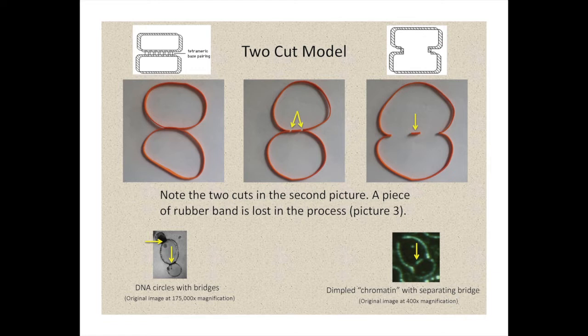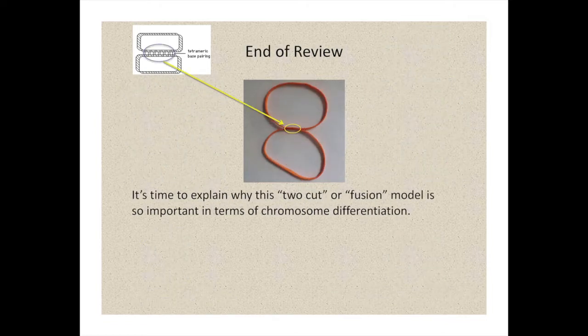So what I've presented is something I call a two-cut model, which I talked about earlier in the other video. On the left-hand side, you see two rubber band circles, which should be DNA circles. In the middle, they're being cut so that a piece of information is being lost. There are some diagrams, actual photomicrographs and electron micrographs shown below, which are very similar to what you're seeing in these models. So this is the end of the review from the last video, and it's time to go into a lot more detail to explain why this two-cut or fusion model may be very important in terms of chromosome differentiation.